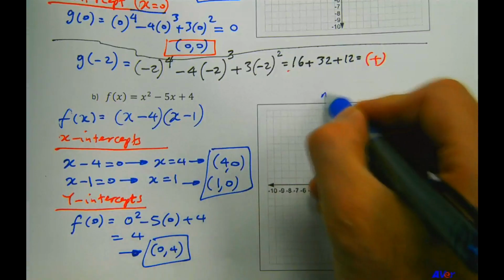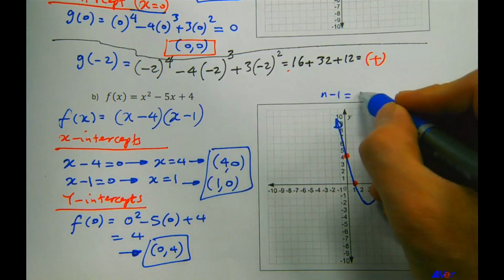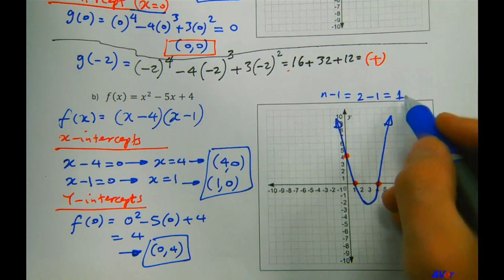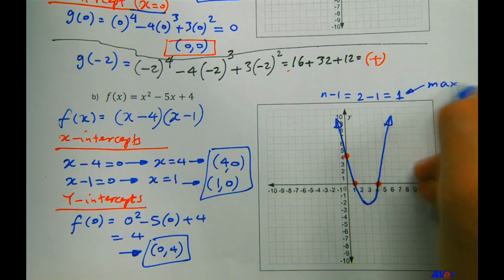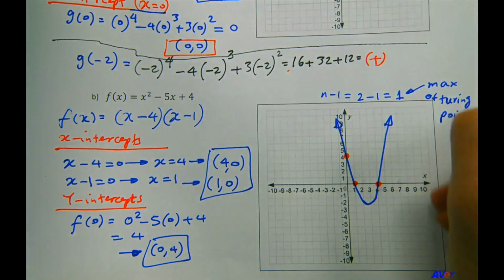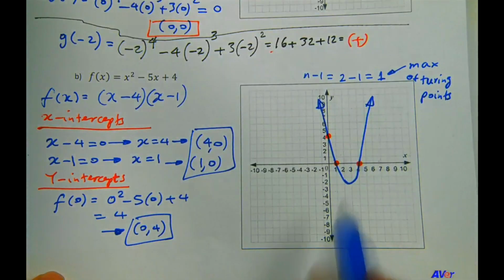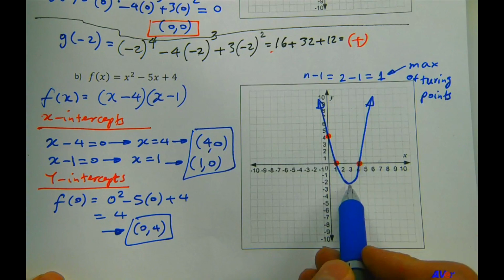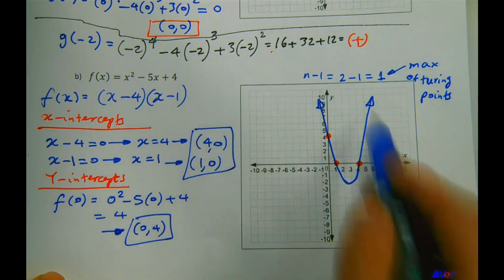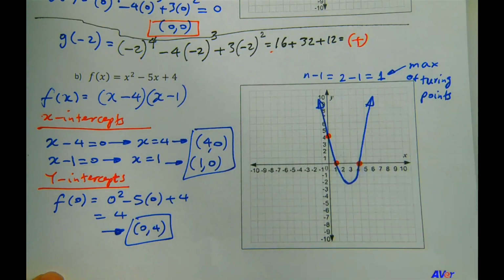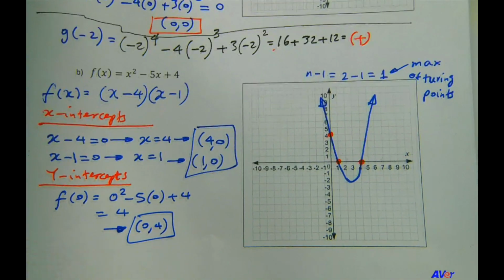So here, according to the rule, n minus 1 would be equal to 2 minus 1 equals 1. We would expect a maximum of 1 turning point. There you have it, 1 turning point. So that is the absolute minimum, okay? Because we know that there will be no more turning points. So these arms will keep increasing forever, okay? That's that.